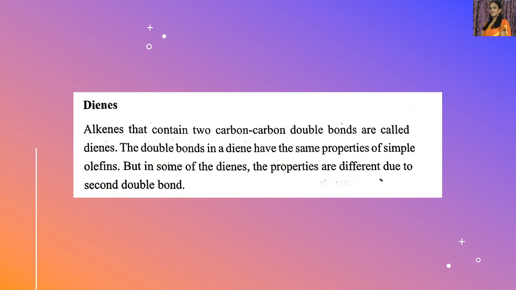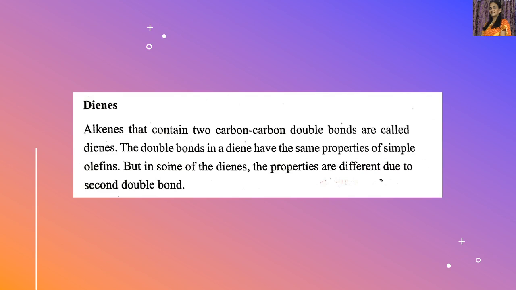Now next, we are going to discuss dienes. So what are dienes? Alkenes which contain two carbon-carbon double bonds. Two, this point we should remember. If two carbon-carbon double bonds are present, then they are known as dienes. Di means two, ene means double bond. So alkenes that contain two carbon-carbon double bonds are called dienes.